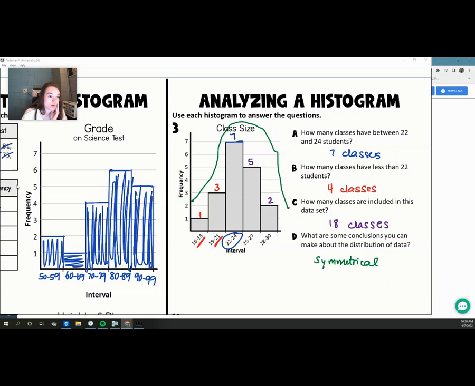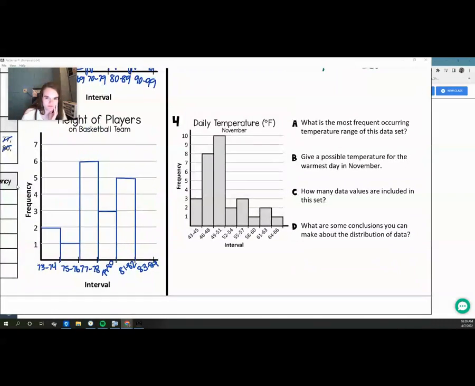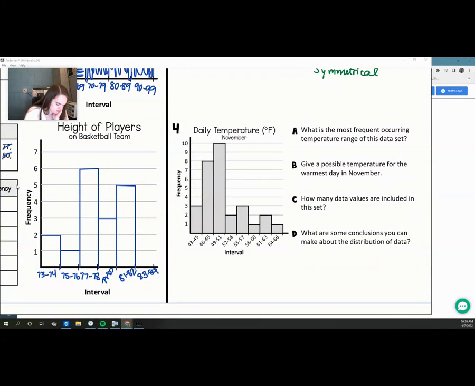Okay, try number 4 now. Number 4, what is the most frequent occurring temperature range of this data set? Frequent means highest, so it's 49 to 51. It's the highest.